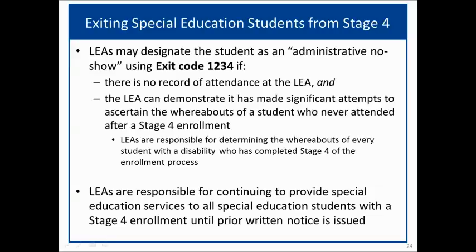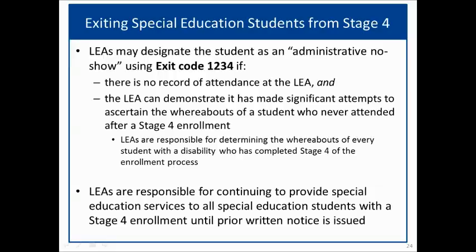Exiting a student, particularly special education students, from stage 4 is really where some additional actions and due diligence are required. LEAs can designate that a student is an administrative no-show using exit code 1234 if, one, there is not a record of attendance at the LEA, so the student is truly a no-show, and also the LEA can demonstrate that it has made significant attempts to ascertain the whereabouts of the student who never attended.